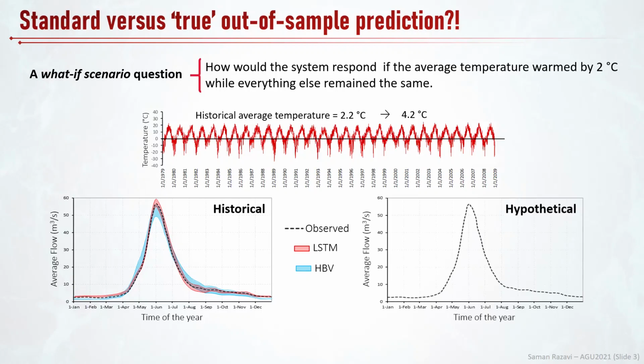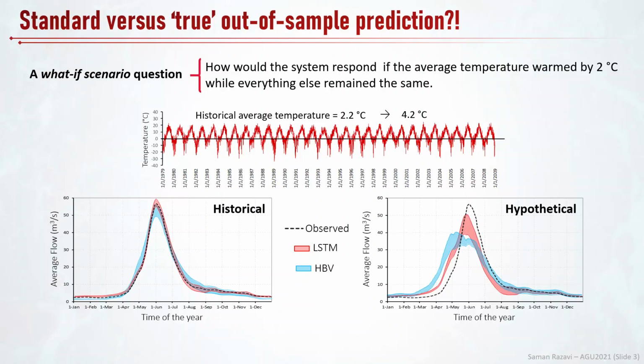And now let's check out the hypothetical scenario. Again, the red envelope is the result by LSTM and the blue envelope is the result by HBV. Apparently, under the new conditions, the two models show distinct behaviors. According to LSTM, peak summer flows would decline by about 25% on average, and the time of the peak would shift backward by about a week, from the beginning of June to a time in the 4th week of May.